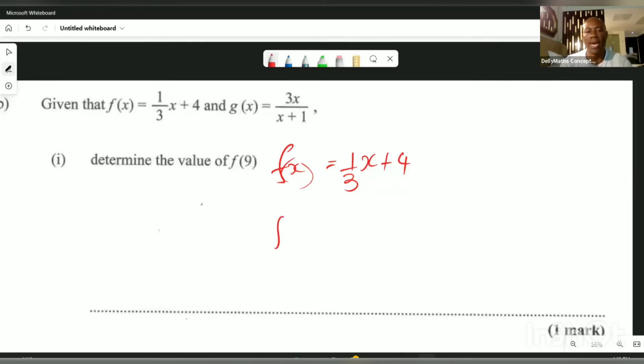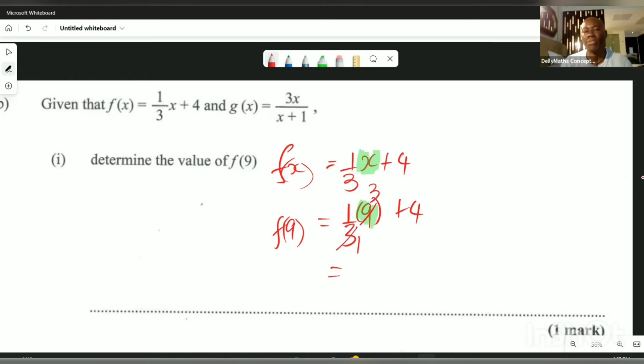So I'm going to do f(9). This means that 9 will be substituted where the x is, and then I carry out my calculation. You could see that this is the x, and now I'm plugging in the 9 where the x is. So finally, we're looking at 3 into 9 three times.